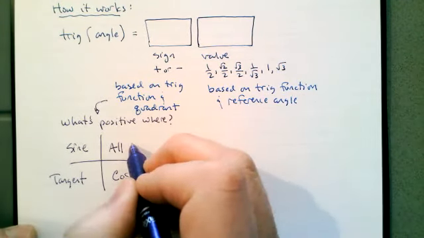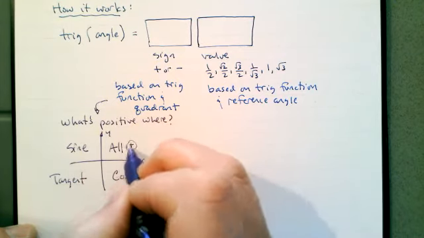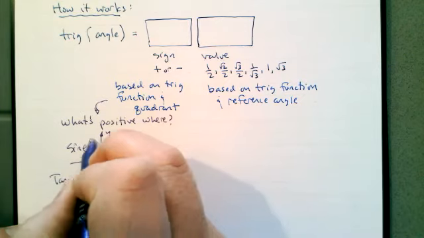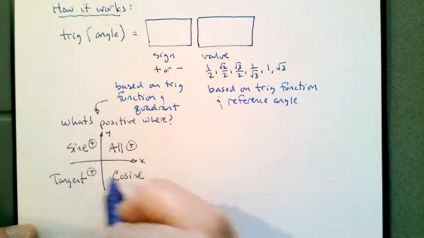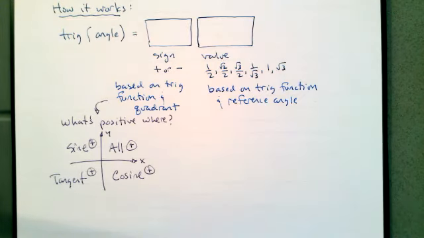So this is what's positive where. In the first quadrant, all are positive. In the second quadrant, sine is positive. In the third quadrant, tangent is positive. And in the fourth quadrant, only cosine is positive. So that's combining the trig function and the quadrant to get a sign, positive or negative. And then we combine the trig function and the reference angle to get the value.